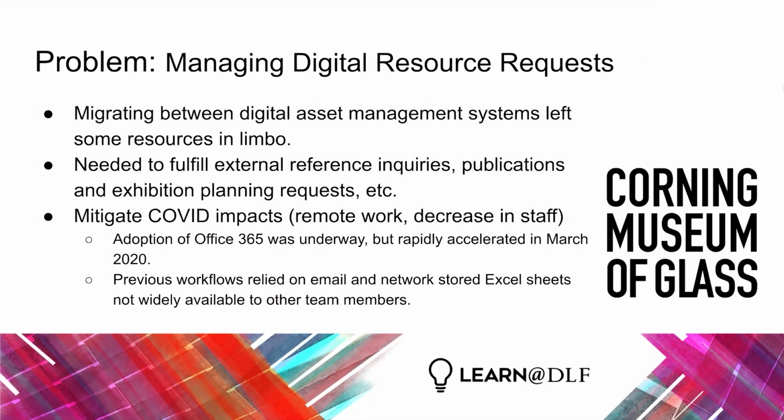At the Corning Museum of Glass, we had begun our migration to Office 365 at the end of 2019. But when COVID-19 struck, we had to make some operational changes that meant we were sort of stuck in limbo between the migration of two digital asset management systems, one of which we had to shut down earlier than expected. At the same time, we needed to fulfill external reference inquiries, publication and exhibition planning requests on a pretty tight turnaround. In the past, we would have done all this work over email or even just by leaning over the cubicle wall and asking where something was. In order to mitigate the impacts of COVID, where everyone was working from home, we needed to find a new way to do this.